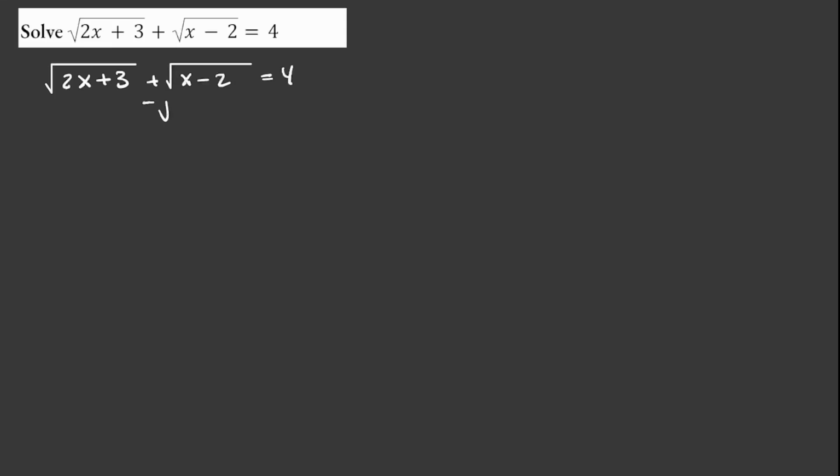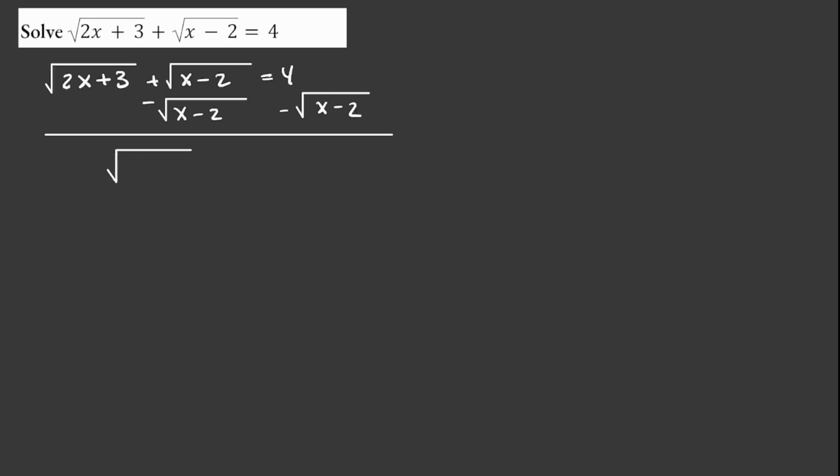So I am going to subtract the radical x minus 2 from both sides of the equation. So here I would have on the left-hand side of the equation, the radical of 2x plus 3 equal 4 minus the radical of x minus 2. Now here I am going to just concentrate on one of the radicals.